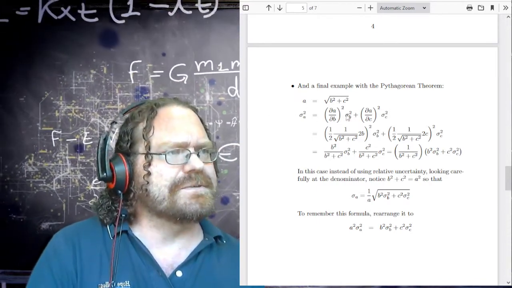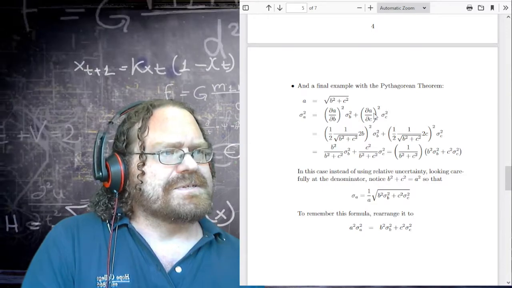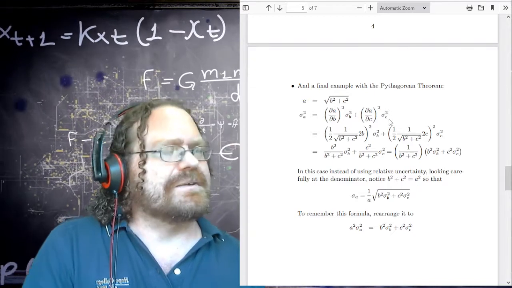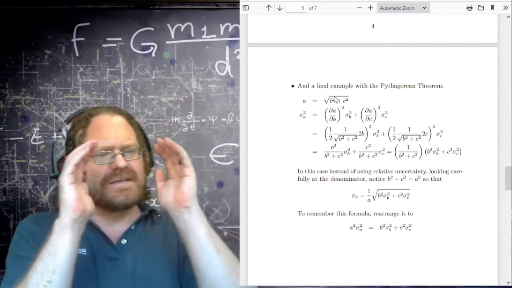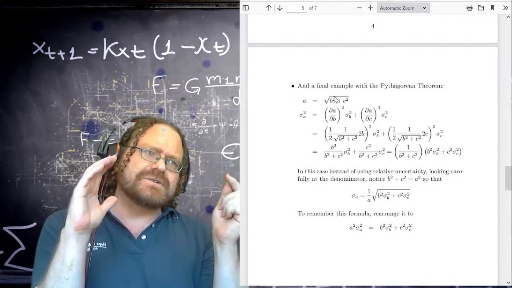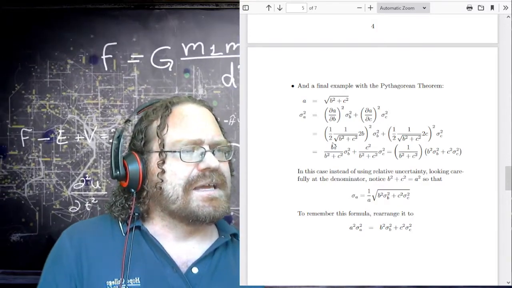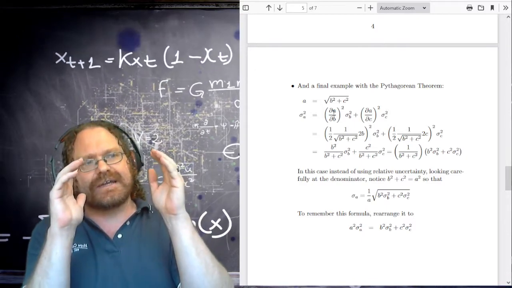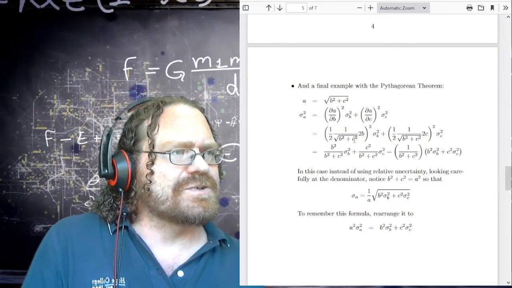Okay, so sigma a squared is equal to the partial with respect to b squared times sigma b squared plus the partial with respect to c squared times sigma c squared. Okay, so let's look at the first partial. Square root is the same thing as parentheses to the power of 1/2. So how do we take the derivative of that? Well, the first thing we do is we drop down the exponent, so we put a 1/2 out in front. Now we have to subtract 1 from that exponent of 1/2, and so we get negative 1/2. And so we're left with a 1 over the square root of b squared plus c squared.